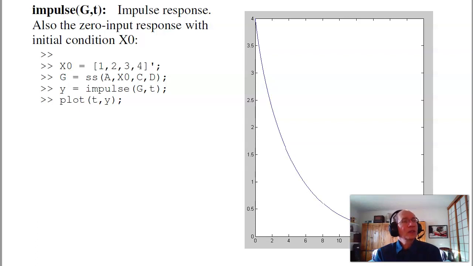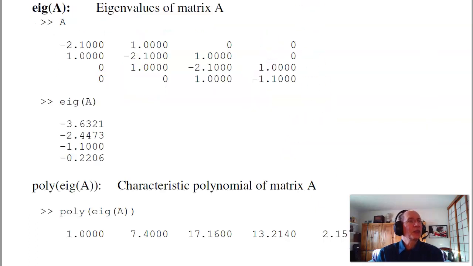One command we don't use that often, but it is available: there's also the impulse response. Instead of the input being the unit step, it's the unit impulse, a delta function, and this will find the impulse response. Again, not quite as useful for this class, but it's there.